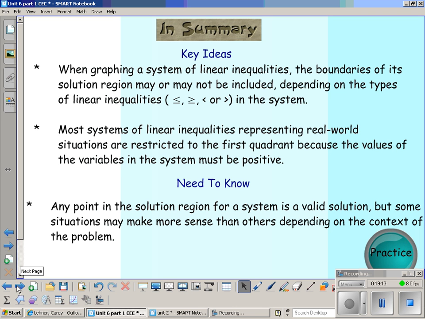Most systems of linear inequalities representing real-world situations are restricted to the first quadrant because the values of the variables in the system must be positive. So that's just something to keep in mind. And any point in the solution region for a system is a valid solution, but some situations may make more sense than others depending on the context of the problem. So it just might not be realistic for some of the solutions in that particular situation, even though they're valid and satisfy both inequalities.